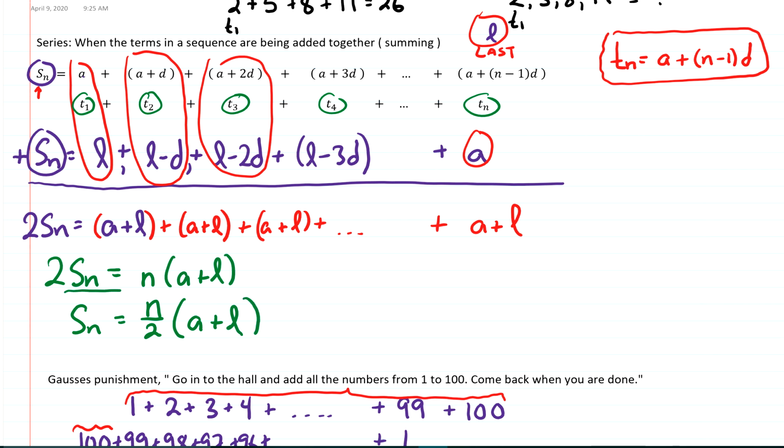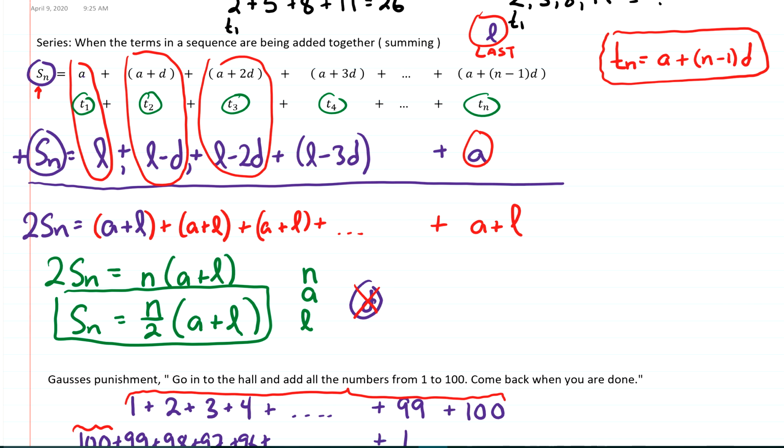And so that formula is quite useful if you know the n value. So you have to know the n value, the A value, and the L value. But it would assume you don't know the D value. So if you didn't know what D was, so let's say that was not told to you, then it'd be a really good formula to use for an arithmetic series.